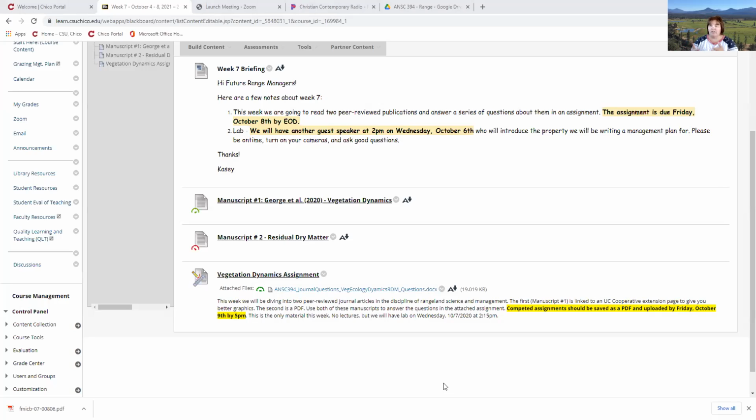And then we could actually take that back and calculate it into a stocking rate. And so that's where we're headed with this stuff, is we're going to calculate stocking rate. Anyway, that gives you kind of just an overview of what manuscript 1 and 2 are going to be about this week. Then you're going to answer some questions about the information contained in those 2 manuscripts and submit it by the end of day on Friday.